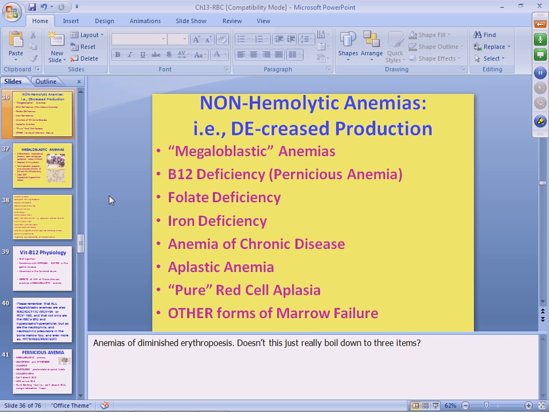So now that we have in general the concept of anemias of decreased production, let's summarize it by saying an anemia of decreased production is an anemia not in which the cells are dying before their time, but they're having a hard time being produced quickly enough and in enough numbers.